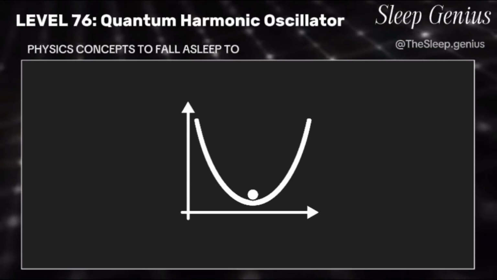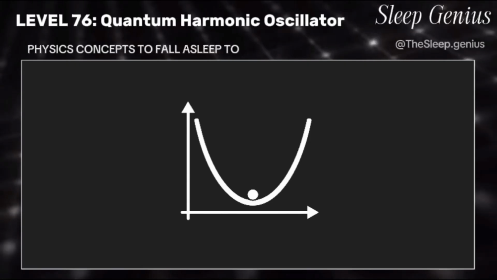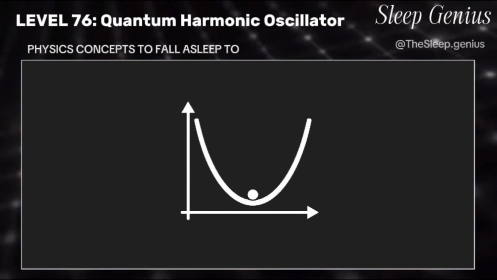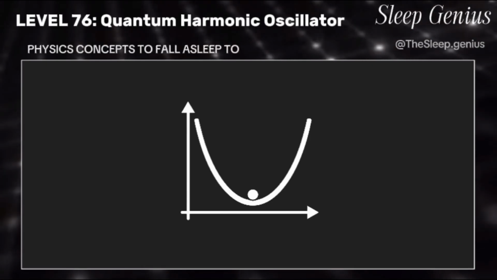It has equally spaced energy levels. Each level has a wave function that shows where the particle is likely to be. The particle cannot sit still at zero energy. Its position and momentum are linked by the uncertainty principle. The oscillator can be in a mixture of states, showing probabilities rather than certainties.